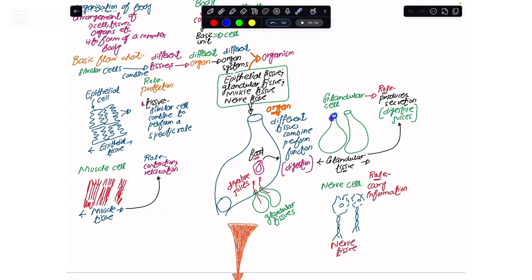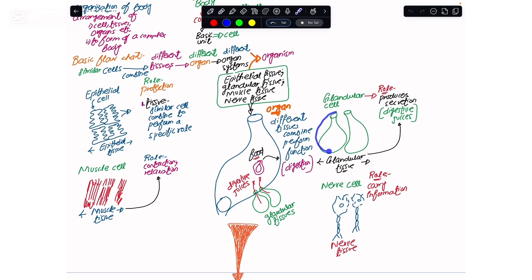Further, if I proceed, here we have this cell lying over here. This cell is a glandular cell, and this glandular cell produces secretions, not only in the digestive system in the form of digestive juices, but these glandular cells are also there in your pancreas, and in some parts of the brain as well. But wherever the word glandular cell comes, it would be producing some secretion, and the nature of the secretion could vary.